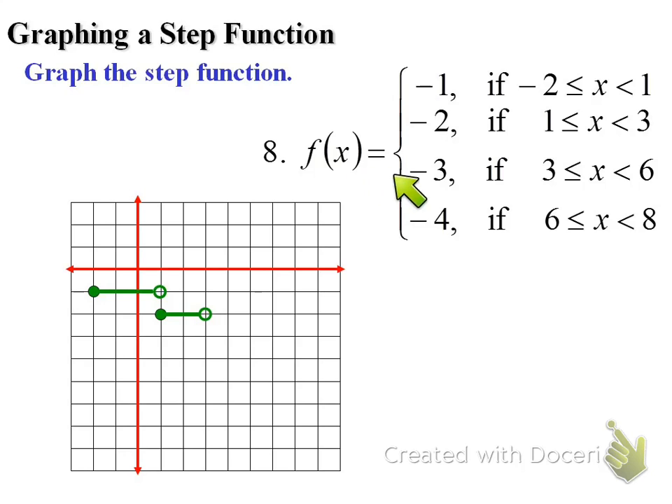Next, we're going to think of y equals -3. That would be the horizontal line right along here. I want to start at the x value of 3, end at the x value of 6. So it's going to be closed on 3, but open on 6. And it's just a horizontal line between those two. Next one, the y equals -4. Starting at 6, going to 8, including the 6, not including the 8.